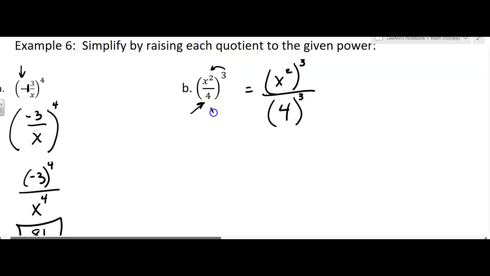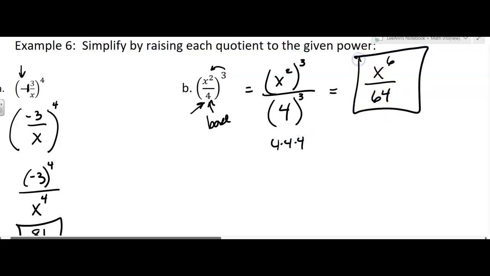So hopefully you see the difference. This is not an exponent. That's a base. Okay. So what do I get? x to the 6th and 4 cubed, 4 times 4 times 4, which is 64. Okay. So that's why we do these examples, though, and I try to think of like where you might have questions or might make a mistake. So hopefully that helps.